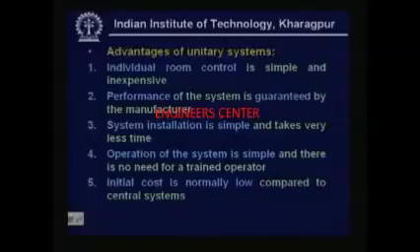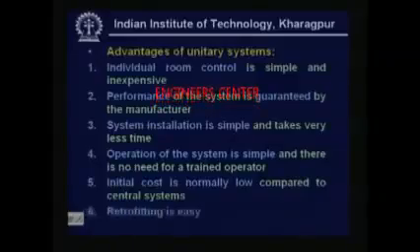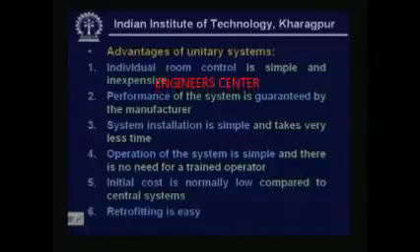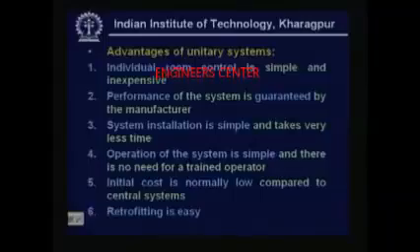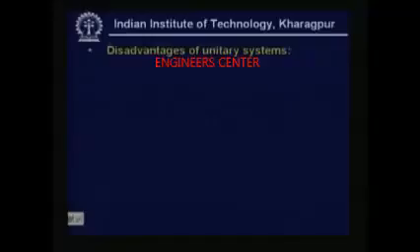So these are the advantages of these unitary package systems compared to the central systems. Central systems means all air systems, all water systems, air water systems, etc. And retrofitting is easy. So you can easily fit these systems into existing buildings, because they don't really require much space. So as a result they can be used in existing buildings. Now what are the disadvantages of unitary systems?